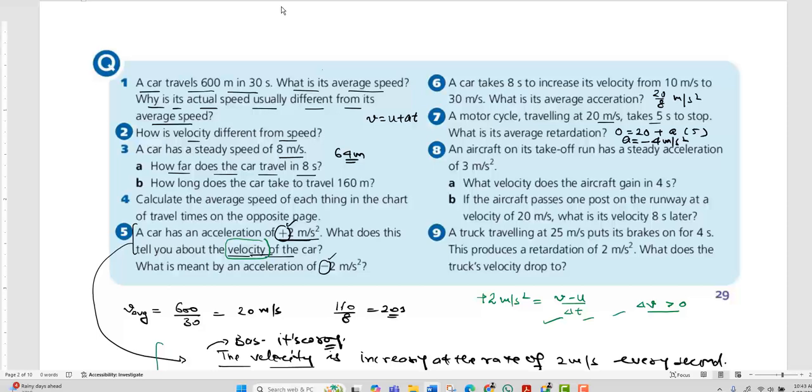An aircraft on its takeoff run has a steady acceleration of 3 meters per second square. What velocity does the aircraft gain in 4 seconds? 12 meters per second.